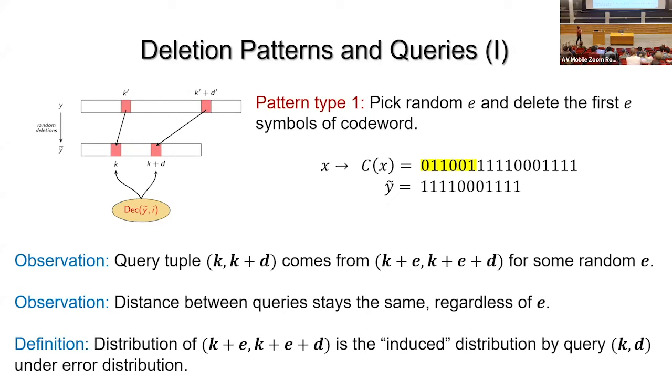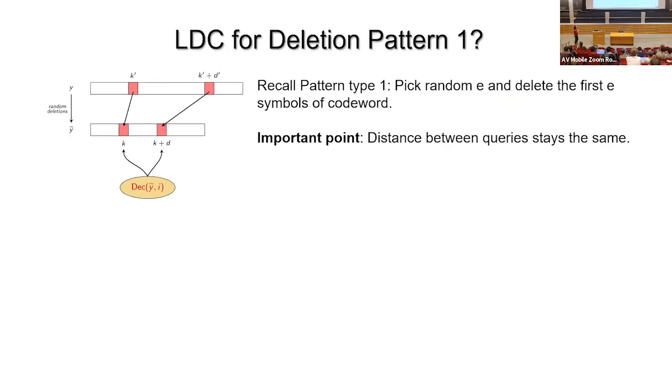I think that's a good place to make this definition. We're going to be interested in what's called the induced distribution. So for each query k, d, we're going to be interested in the distribution that it could have come from upstairs. So under the error distribution, what is the distribution up here? Okay.